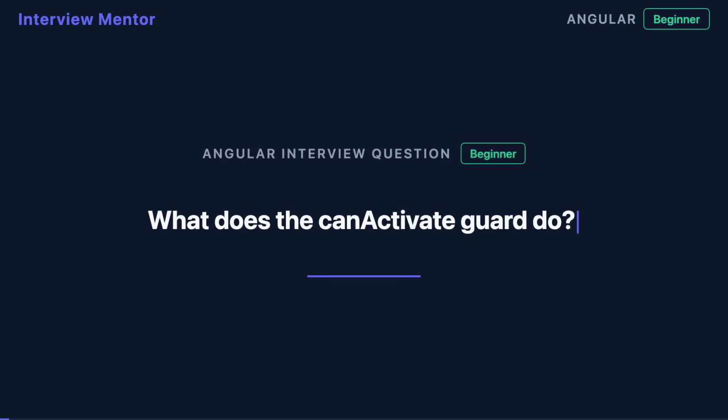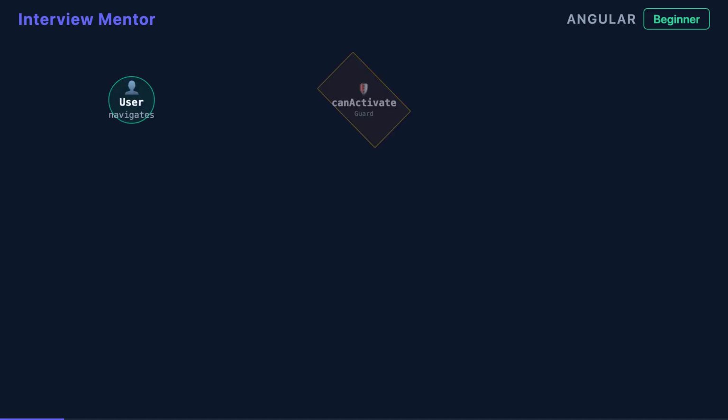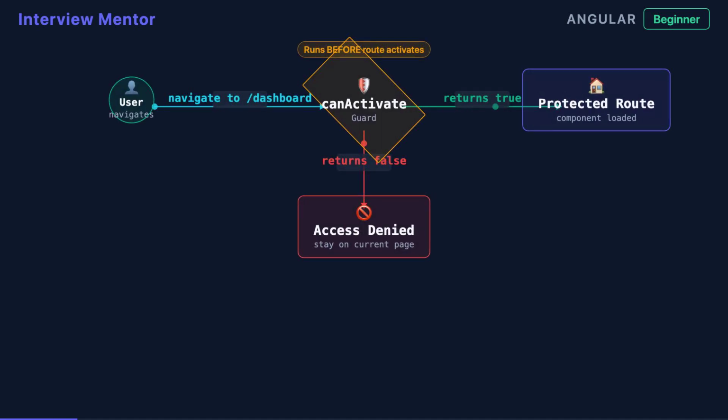Route guards are the bouncers of your Angular app, controlling who gets in and who stays out. But what exactly does the canActivate guard do, and when does it kick in? canActivate is a route guard that controls access to routes in Angular. It runs before a route is activated or loaded, acting as a checkpoint in your navigation flow.